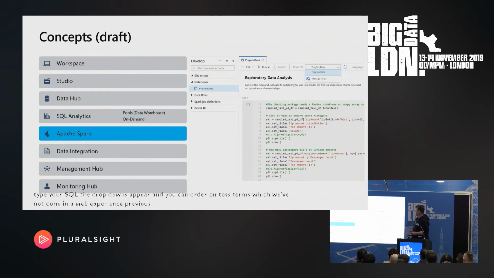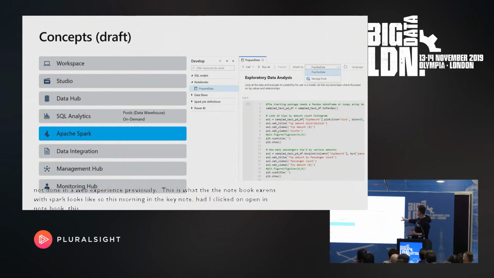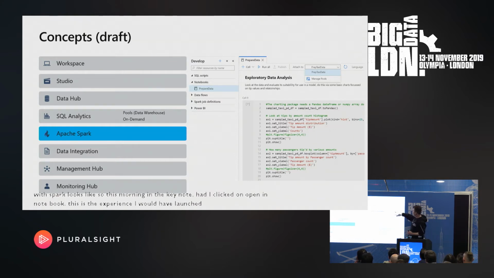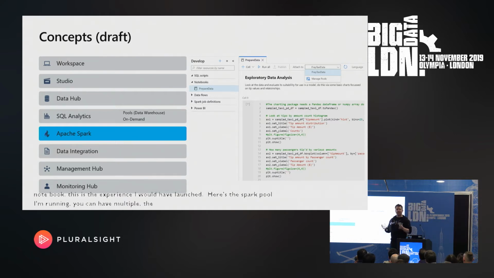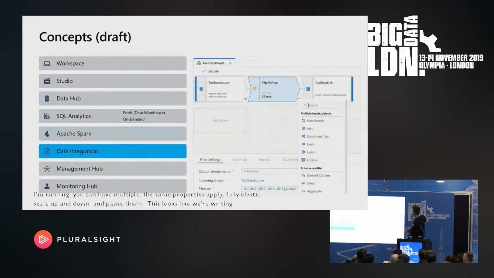This is what the notebook experience in Spark looks like. So this morning in the keynote, had I clicked on Open in Notebook, this is the experience I would have launched. Here's the Spark pool that I'm running. You can have multiple Spark pools. The same properties apply. They're fully elastic. You can scale them up and scale them down. You can pause them. And so this looks like we're writing, I'm going to say that's Python.